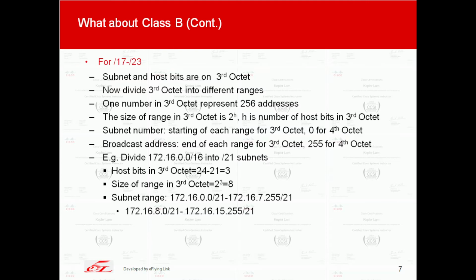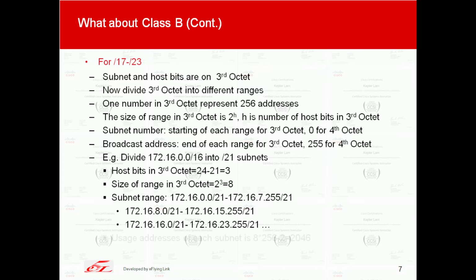You need to add the size minus 1 to the third octet, right? That is 8 plus 8 minus 1, which gives you 15. And then for the last byte, as I mentioned, it will always be 255. So that is the second range. What about the third subnet? Once again, increase the third octet by 8, then you get 16.0. And for the broadcast address, add 7 to the third octet, so you get 23, then .255.